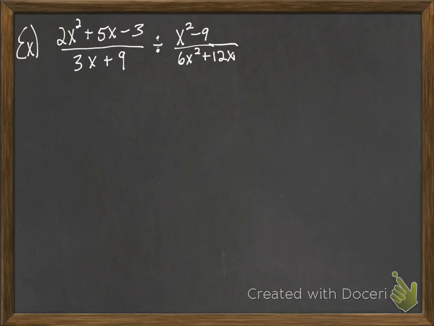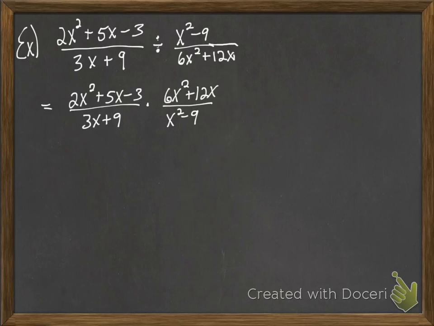If you want to pause the video and catch up, you can. But when we change this over to multiplication, we have the following: 2x squared plus 5x minus 3 over 3x plus 9 times, and now we take the reciprocal of the second fraction. Okay, at this point we want to factor so we can simplify, and as we look at that first numerator we say, oh, yuck.